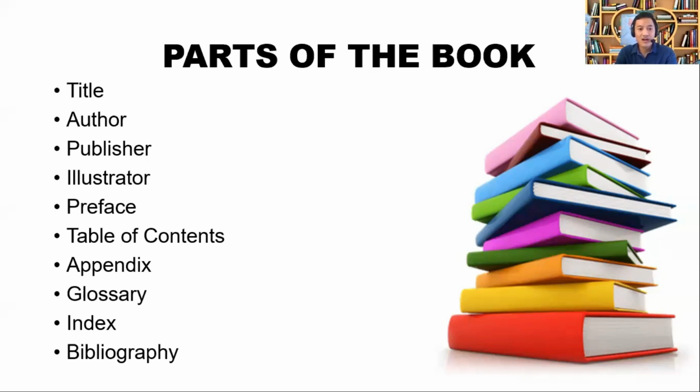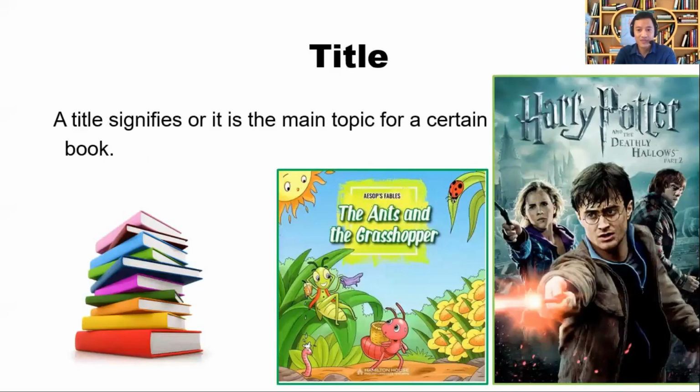Okay, here are the parts of the book. We have title, author, publisher, illustrator, preface, table of contents, appendix, glossary, index, and the last one is bibliography. But let me first discuss to you about the title. A title signifies the main topic for a certain book.